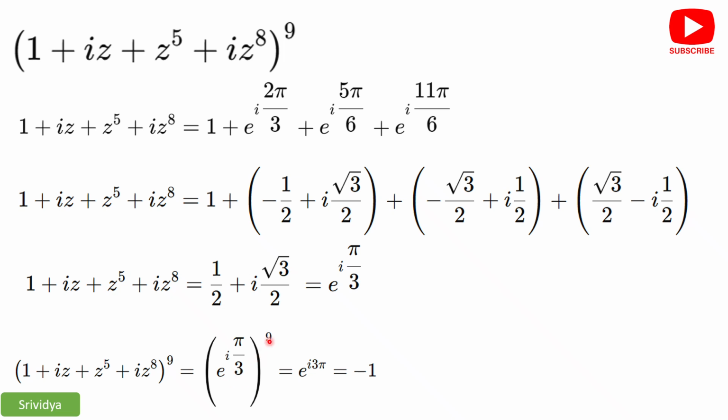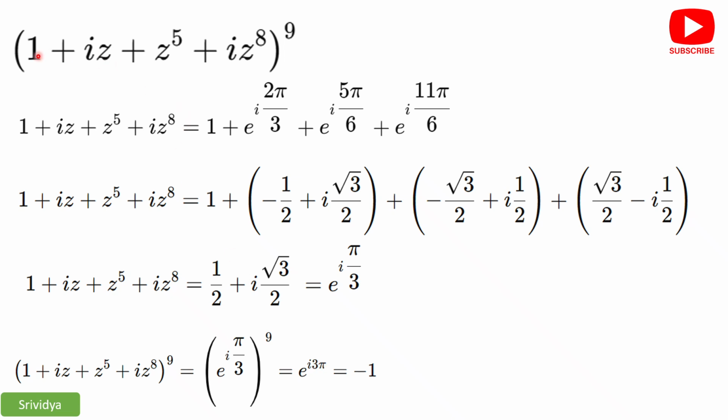Now using the form a to the power of m, whole to the power of n, this will be e to the power of i into 9 pi by 3, which is e to the power of i into 3 pi. When you express this in polar form, it will be cos 3 pi plus i sin 3 pi. Cos of odd multiples of pi is minus 1 and sin n pi is 0. Therefore, e to the power of i into 3 pi is equal to minus 1. So this is the required answer.